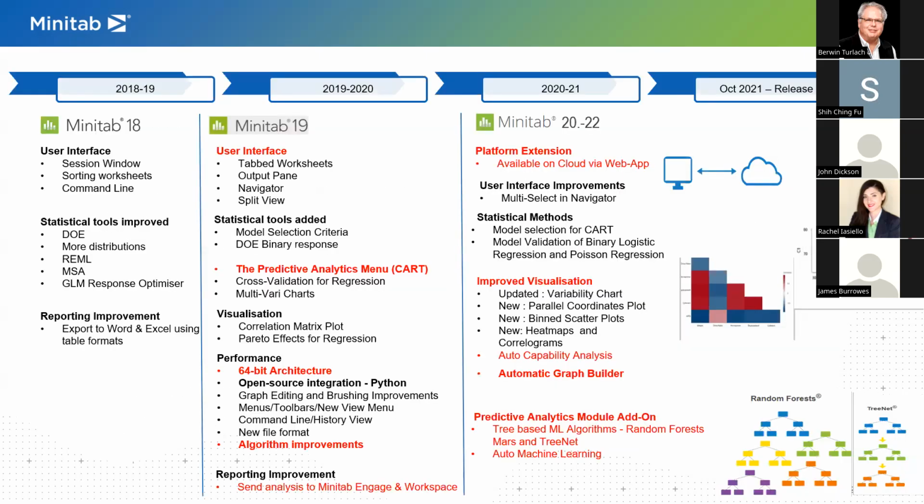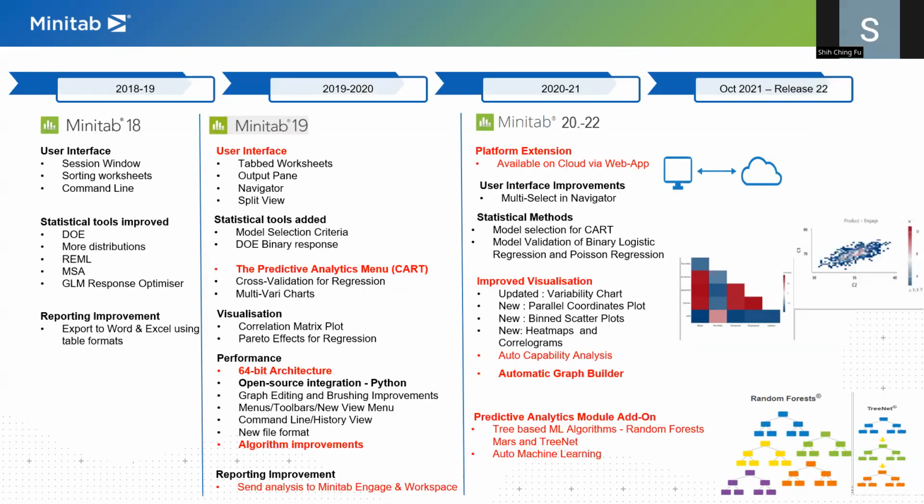Over the years, especially in the last 5, 6, 7 years, we've added many features, including algorithm improvements and architecture, and also Minitab Online, which is a cloud product. We're putting in Graph Builder and machine learning algorithms like TreeNet, random forest, and MARS. All this has already been implemented in Minitab. So now it's a very powerful tool to help you as long as you have data.